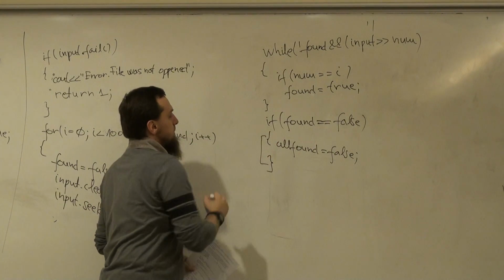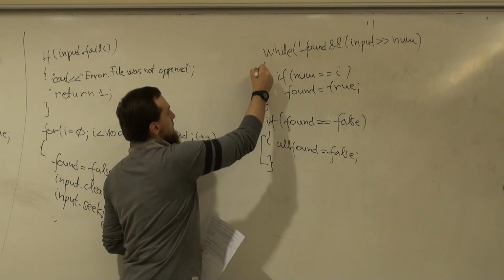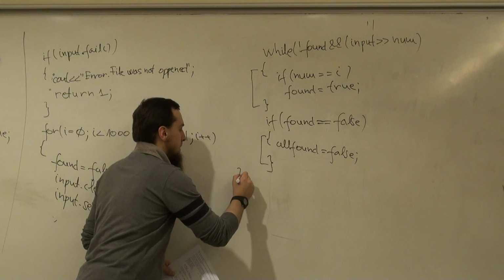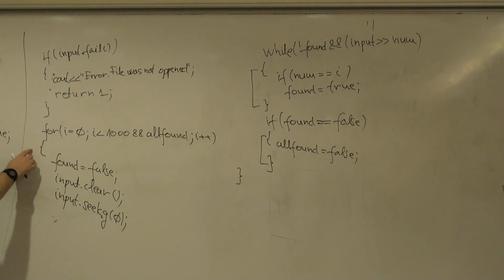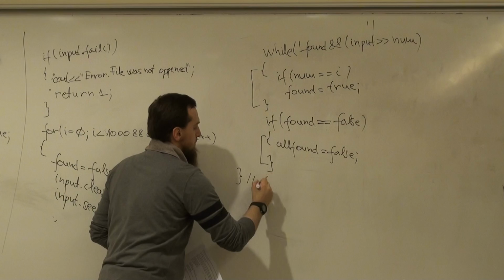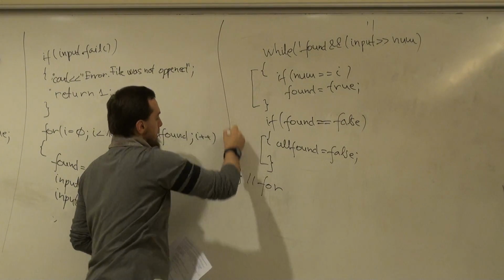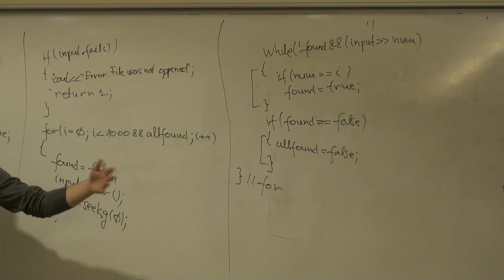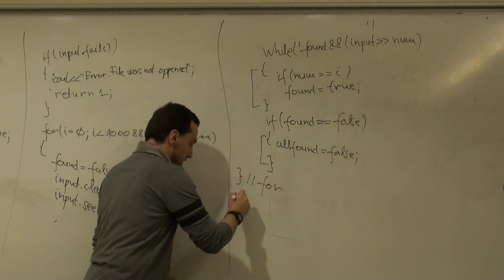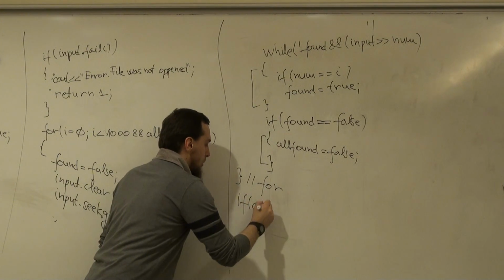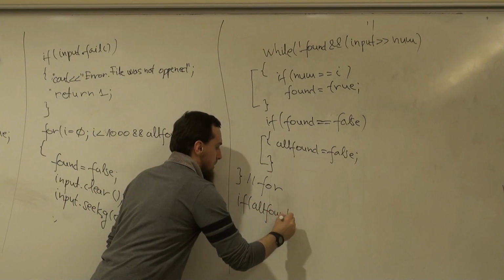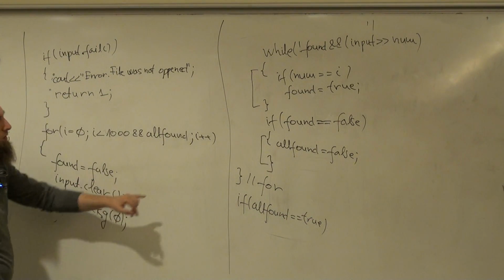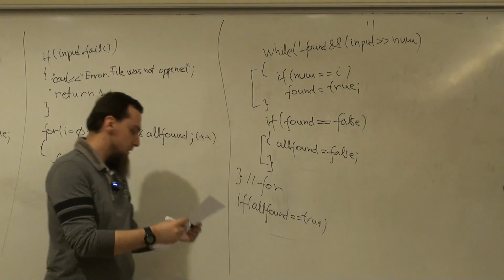So this bracket is for this one, this is for this one. And we have another bracket. This is for which? This is for the for loop. And finally, we want to print whether we have found or not all of the numbers we were looking for. So if all found is equal to true, meaning we didn't set it to be false here, then what are we printing?